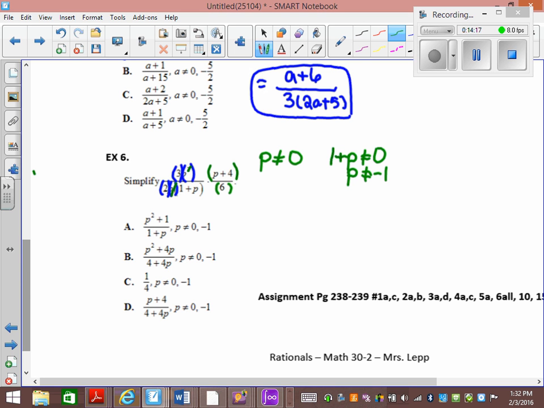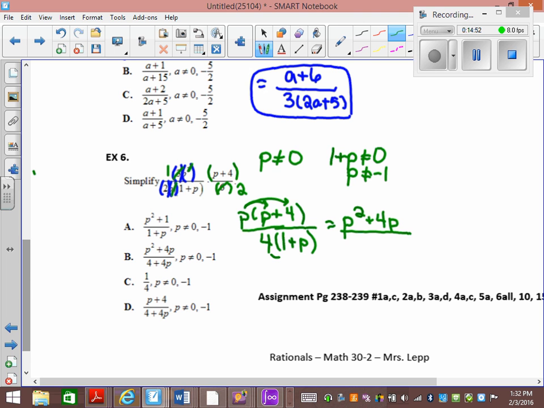This p cancels off one of these p's. 3 out of here becomes 1. 3 out of the 6 becomes a 2. So I'm left with p times p plus 4 over 2 times 2 on the bottom. 2 times 2, so 4, 1 plus p. Which is a nice answer, but none of them have brackets, right? So they must have distributed it back in. So you get p squared plus 4p over 4 plus 4p.